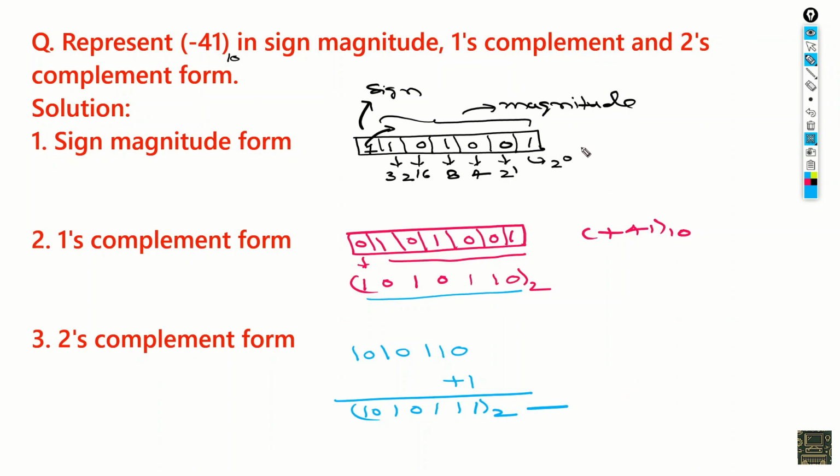So we have seen how to represent a number in sign magnitude, 1's complement and 2's complement form. Always remember that in these three methods, the MSB bit is always indicating the sign of the number. Since the number is negative, the MSB in sign magnitude is set to 1. In 1's complement, it is set to 1. In 2's complement, it is set to 1.